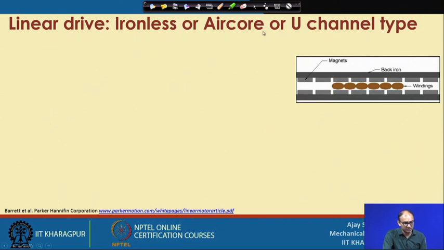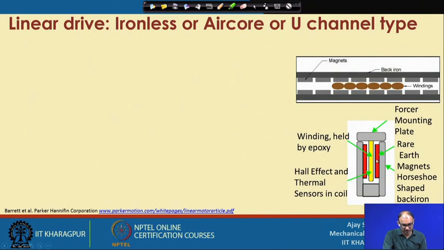The second one is the ironless, or the iron-core-free, motor. This is the same thing here, but now we have seen the cross section. Now, you can see the first thing is this particular part, and these two red color parts are the magnets. On top of that you are putting a forcer mounting plate. So, you put any object or tool here, and it will move with such high precision.